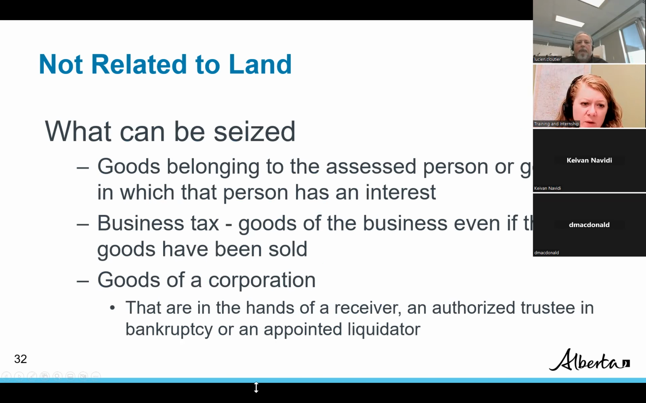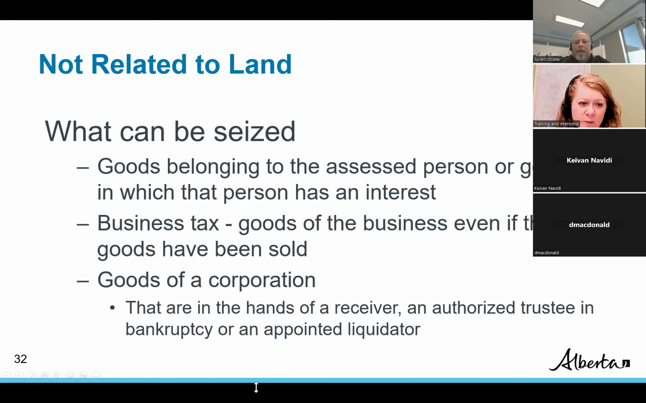All right, so the following goods may be seized under a distress warrant. Goods belonging to the person who is liable to pay the tax arrears, or in which that person has an interest. Goods of a business that is liable to pay business tax arrears, even if the goods have been sold to a purchaser of the business. And goods of a corporation that are in the hands of a receiver appointed for the benefit of creditors, an authorized trustee in bankruptcy, or a liquidator appointed under a winding up order.